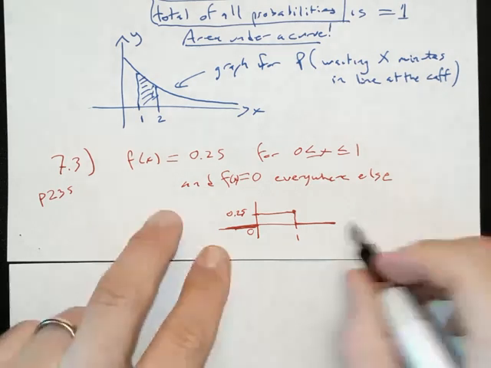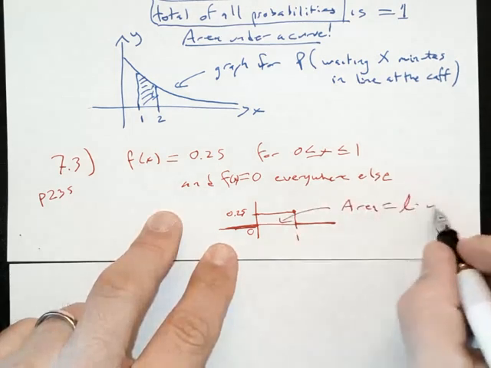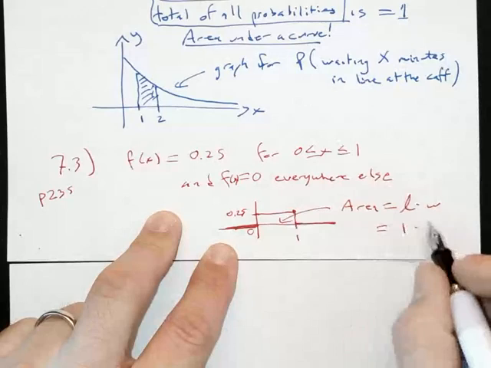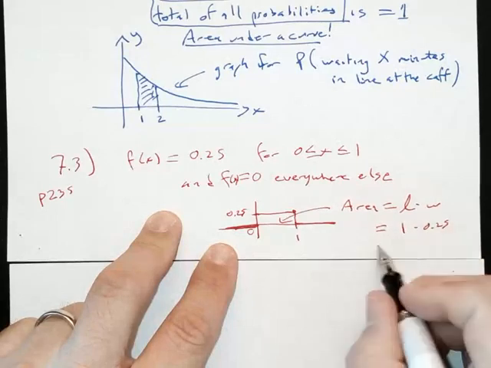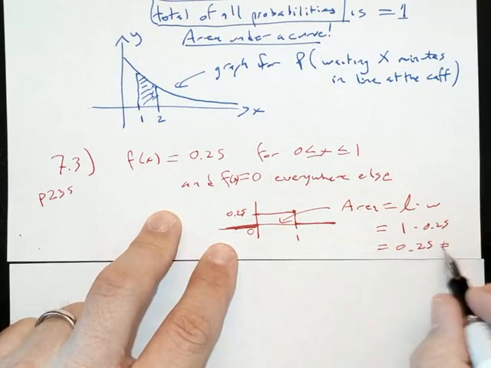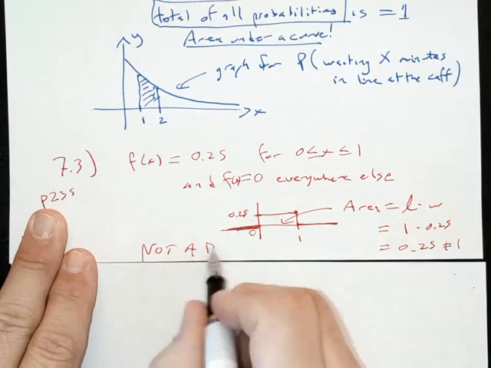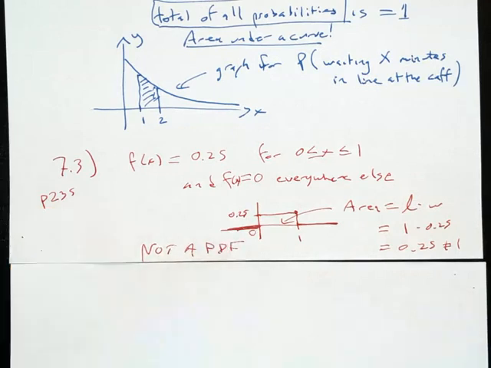Oh, wait a minute. Length times width, 1 unit long, 0.25 high. That's 0.25. That's not 1. Not a PDF.